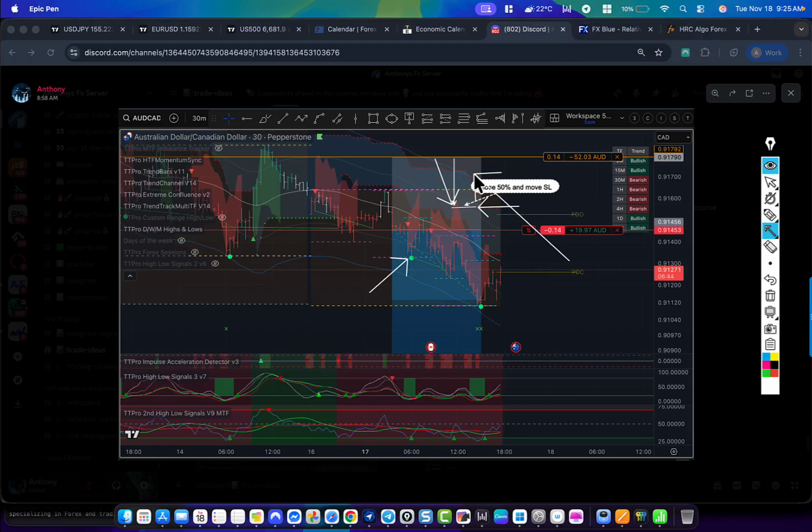All right, so if you've taken partial profits, you might think about, okay, if you've moved your stop loss down a little bit, just hold it there and let's see how we go for the rest of the week with this trade now that it's risk-free. All right, that's the Aussie CAD.